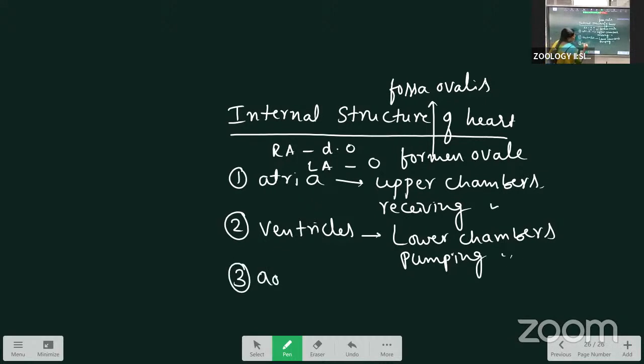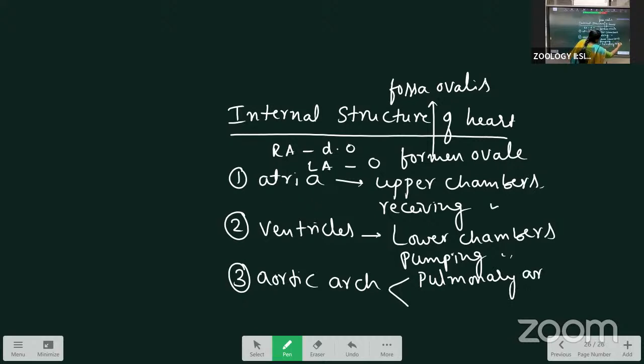The third one is the aortic arch. The main arteries are called the arch. Two arches are present. They are the pulmonary arch. What is the function of this? This pumps the deoxygenated blood from the right ventricle to the lungs.